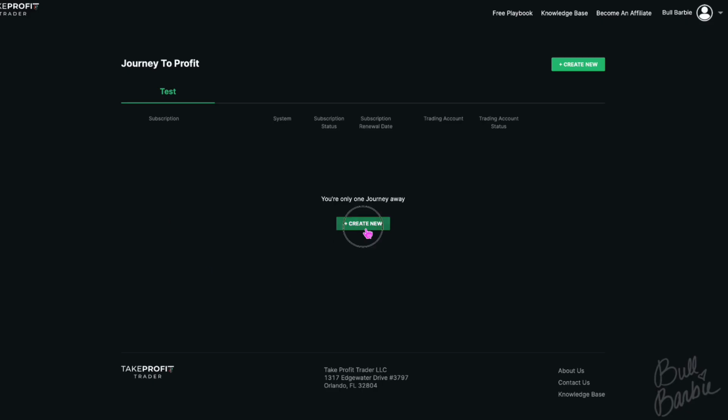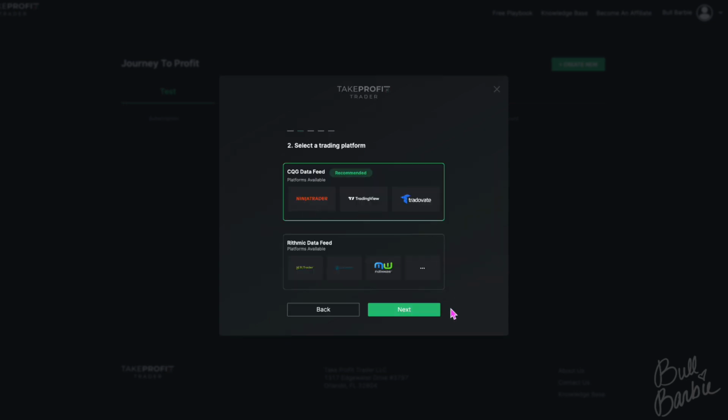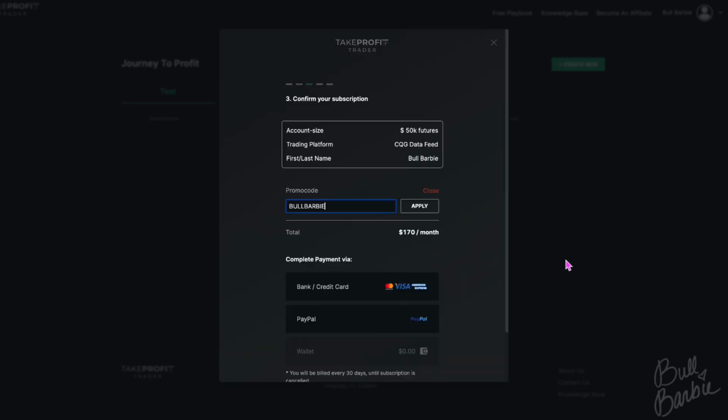So at Apex, you're used to calling these step one accounts the evaluation, and then at Top Step, it is the combine. Here it's called a journey. So we're going to go on a trading journey working through this first test, and I'm going to pick the 50K account, and you enter your coupon code in here.